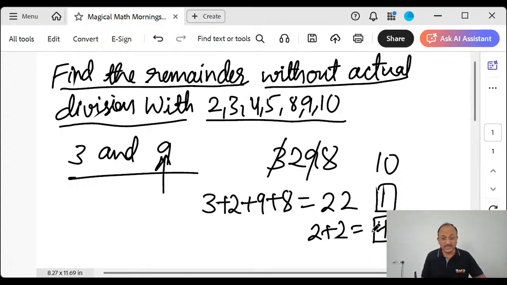Okay, and this digital sum, you check it out. If you have to divide with 9 and find the remainder, whatever the digital sum comes, that itself is the remainder. If it is with 3, the small number, you divide by 3, what is the remainder? 1. Like this you can easily find out.